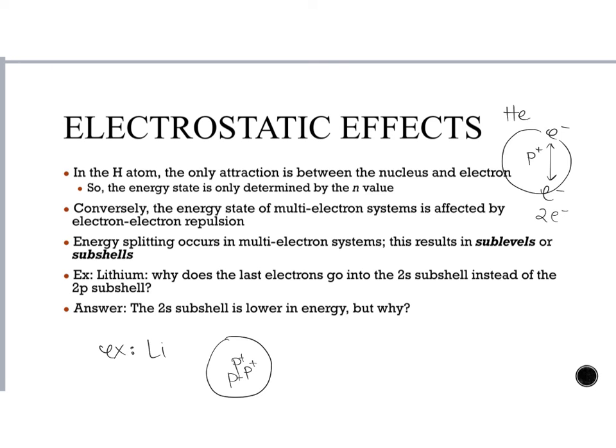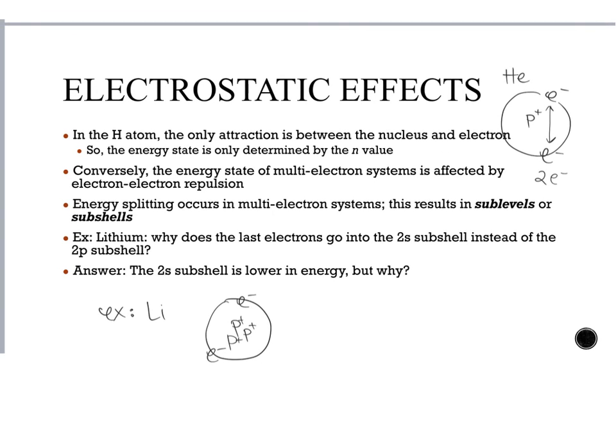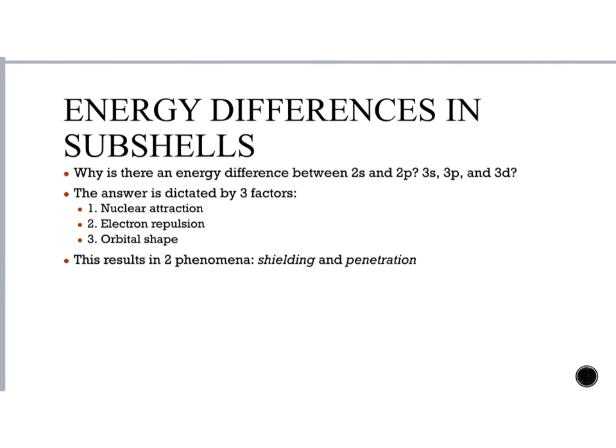For example, lithium. So lithium is atomic number 3, has 3 protons and 3 electrons. Why does the last electron go into the 2s subshell instead of the 2p subshell? So the question is, why does S fill before P? The answer is because the 2s sublevel is at a lower energy, but still, why is it at a lower energy? So there are 3 factors that actually dictate why energy levels split into these different sublevels. Why the second energy level splits into 2s and 2p, and why the third energy level splits into 3s and 3p and 3d. The first is nuclear attraction.